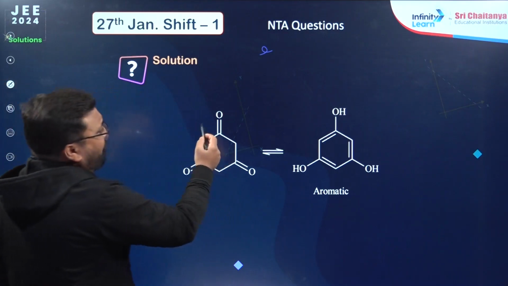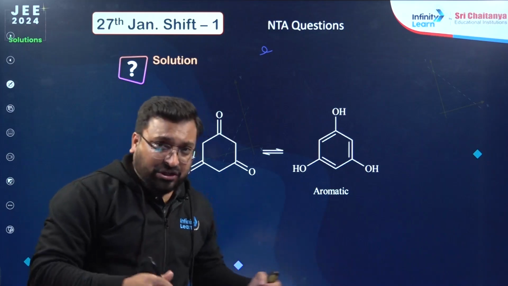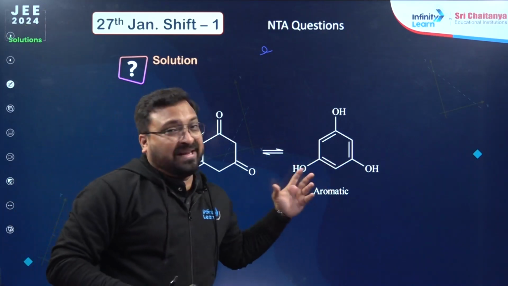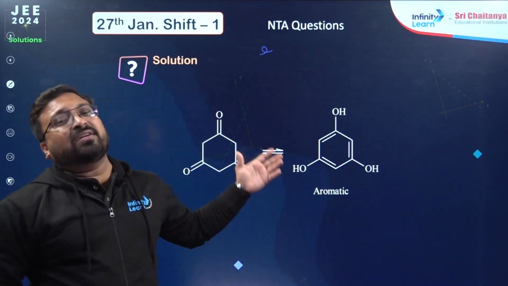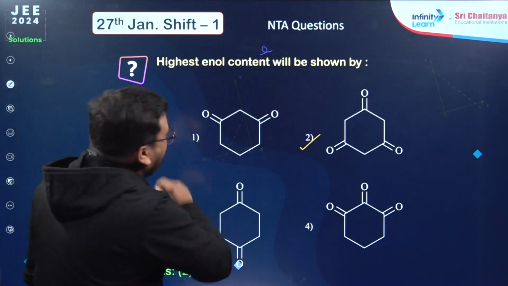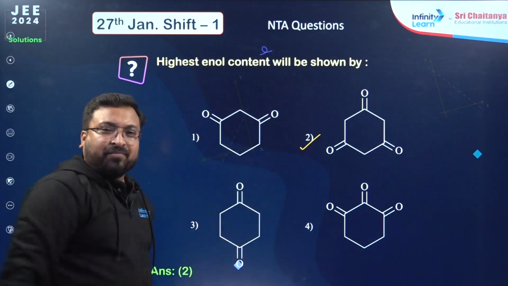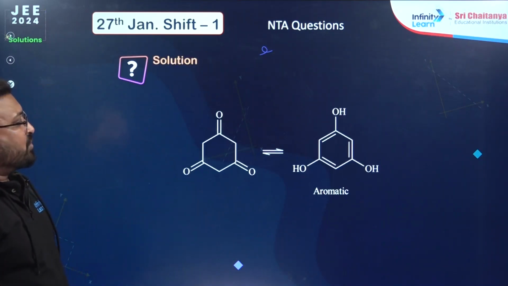So bacha log, if all the 3 parts participate, you will find this kind of structure, and this aromatization will favor the enol form. Okay, so the right answer for this particular question is B, and it's a very easy question. So there is no confusion between the others. Okay, so come to the next question.